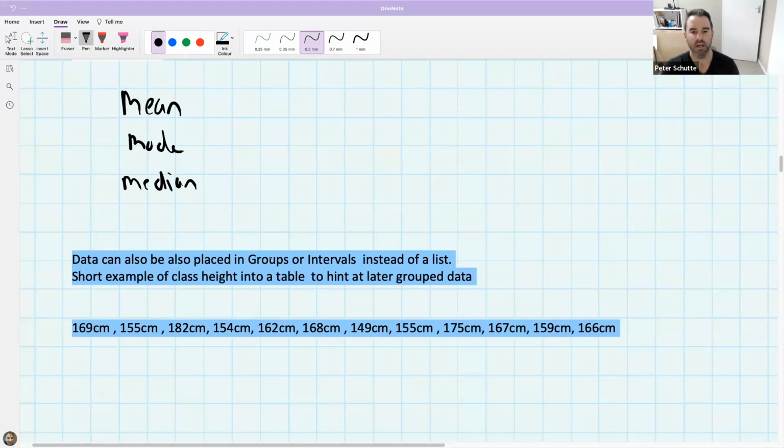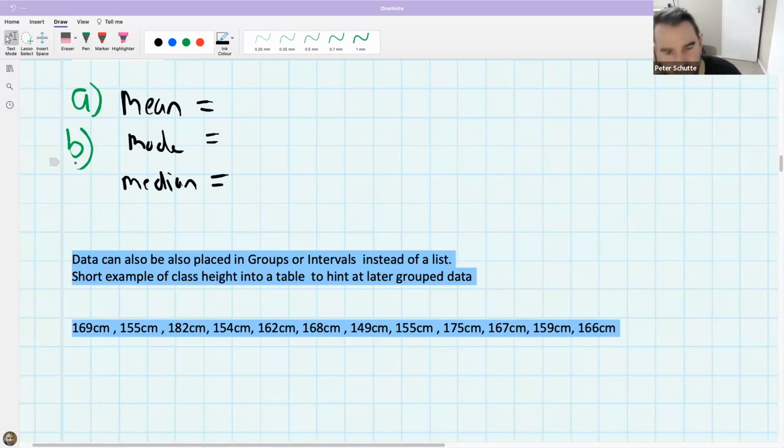Okay. If we look at this data set, the mean is simply adding up all the items and dividing by the number of items. The mode is the one that occurs the most often. And the median I'll discuss in a bit. But I want you to find A, what is the mean of this data set, and B, what is the mode? See if you can do that now.